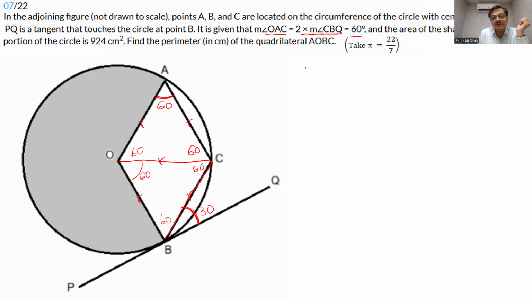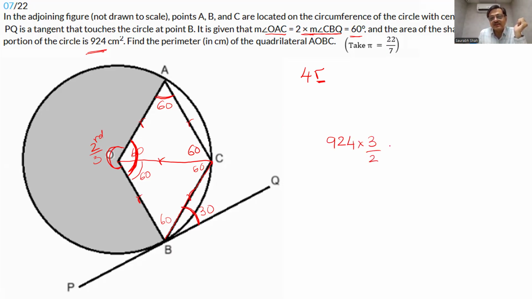And the required perimeter is 4R. So all we are supposed to do now is find out 4R. This total angle becomes 120 degrees, 1/3 of the circle. So the shaded portion is 2/3 of the circle. 2/3. And that area is given to us as 924. The shaded part, 2/3 of the circle is 924. So the circle area is 924 into 3/2.